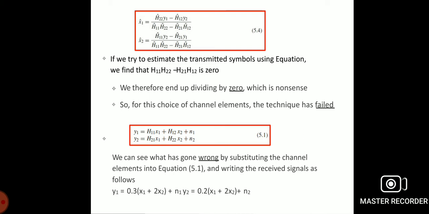So these are the final stage of y1. Applying the input parameters of the signal, 0.3, the received signal is x1 plus 2x2. The same applies to y2, that is, adding the noise signal in the second received antenna. So y2 is equal to 0.2 into x1 plus 2x2 plus n2. These are the received signals of the consolidated antenna of antenna 1, that is, received antenna y1.